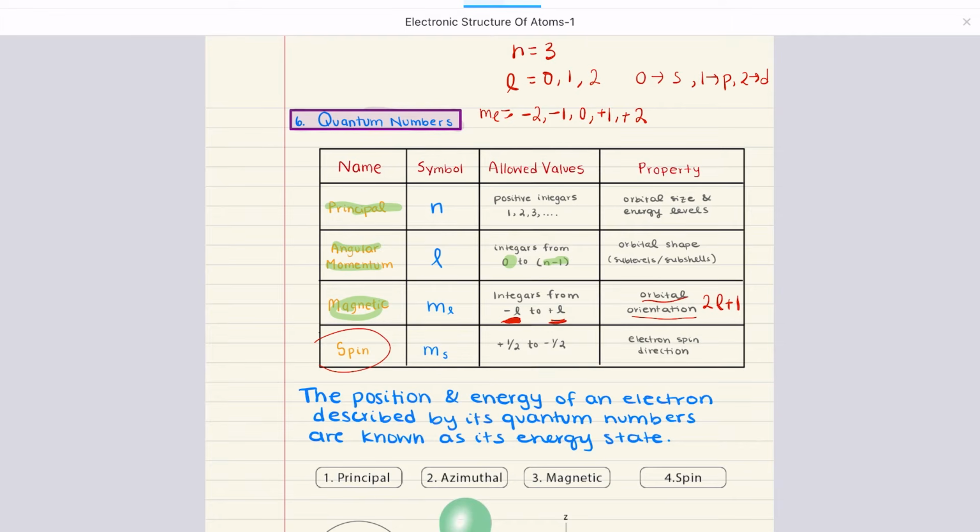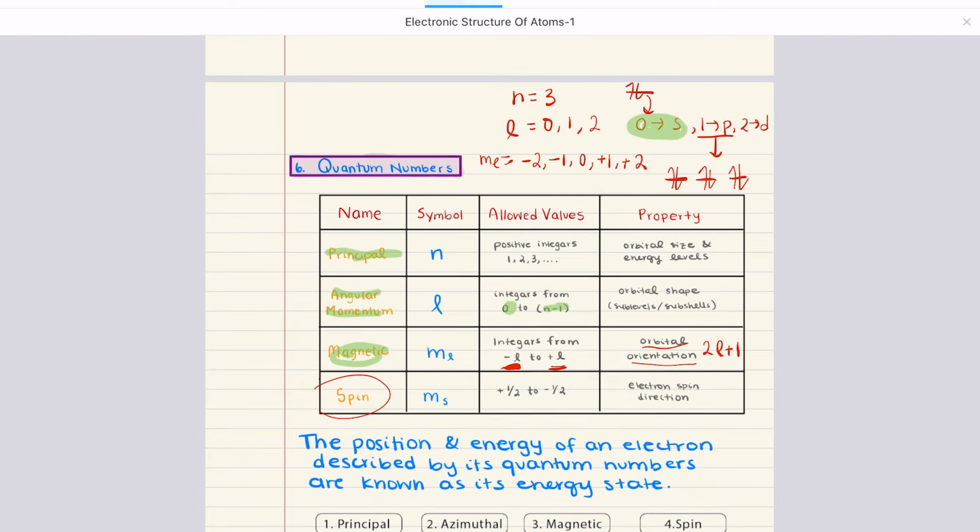For our S subshell, it's spherical, there's only one orientation, and this orbital can hold two electrons. We just talked about our P orbital. It has three possible orientations, and each orbital can fit two electrons. So we have these three orbitals that house two electrons each. Our D orbitals are a little more complicated. Our D orbitals can have 5 different orientations. Each orbital can house 2 electrons.